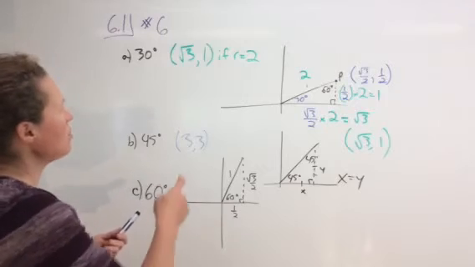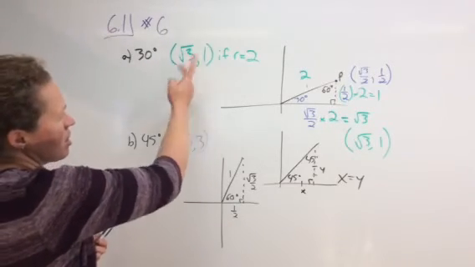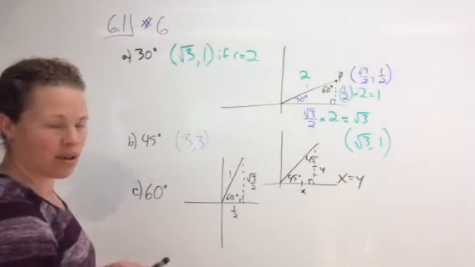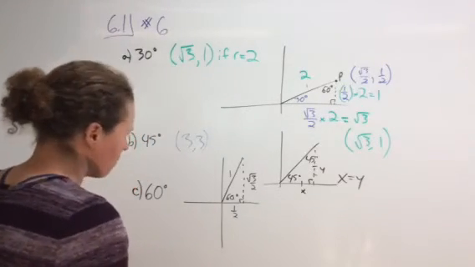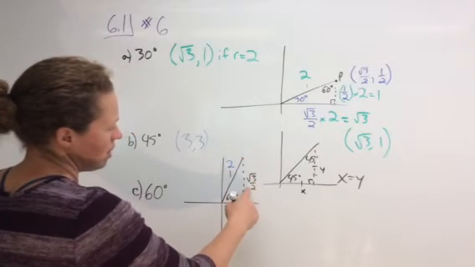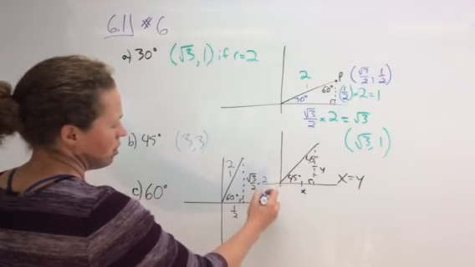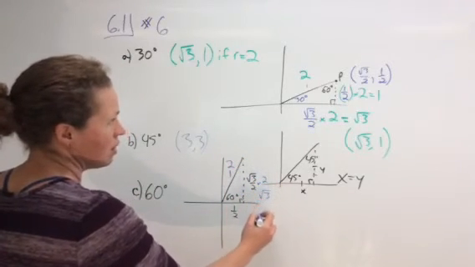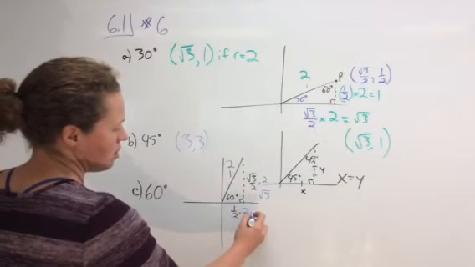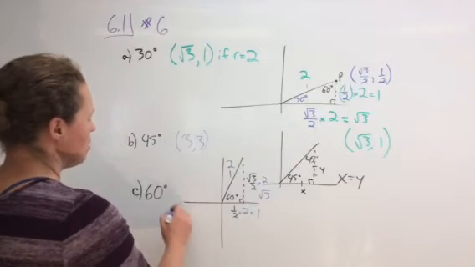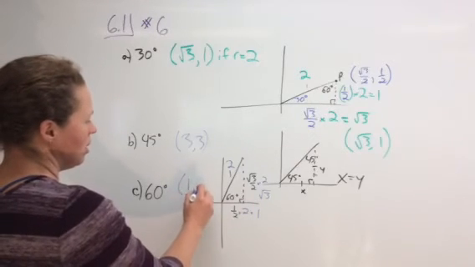I can just use the same ones here, but x and y are flipped because I flipped the triangle. So I could say that if r is 2, then I'm going to go root 3 over 2 times 2, which would be root 3. And this one would be 1/2 times 2, which is just 1. So then my point is 1 and root 3.